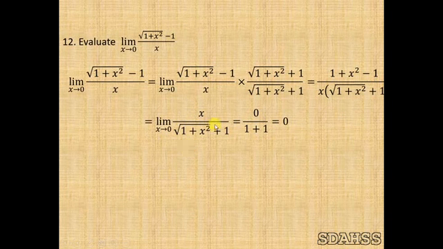Now substitute x is equal to 0. So you have 0 divided by 1 plus 1, which is 0 divided by 2, which is 0.